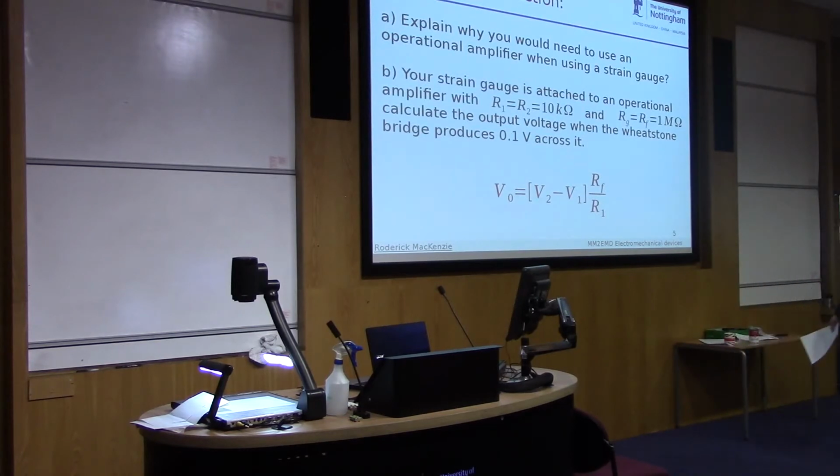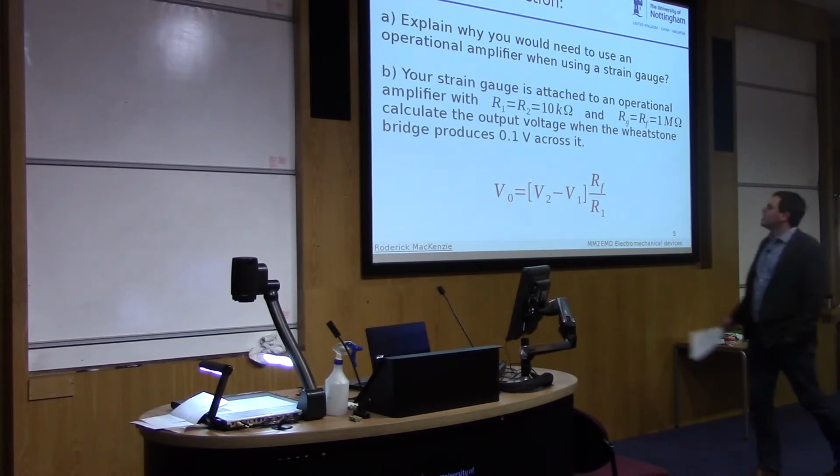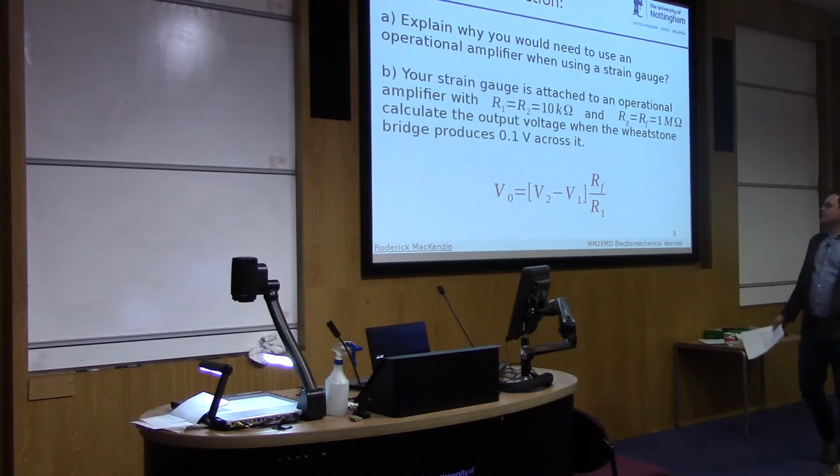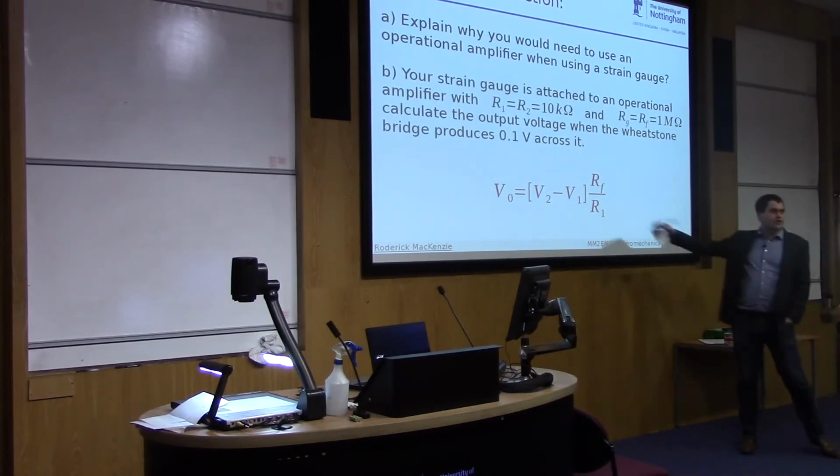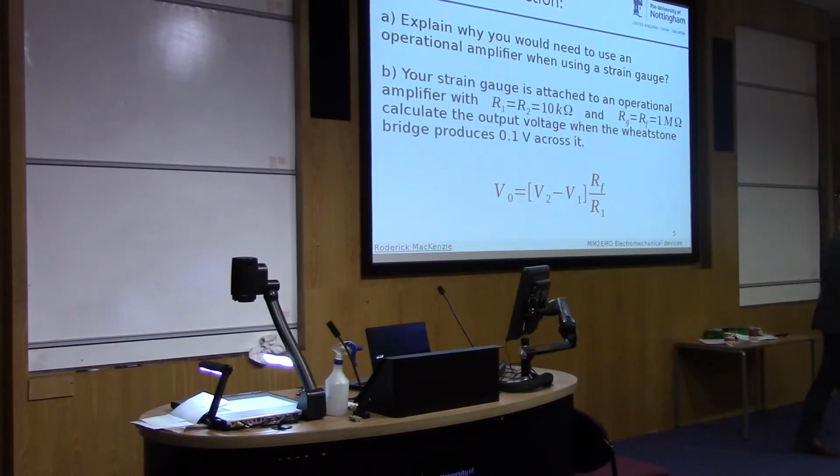So your strain gauge is attached to an operational amplifier with R1 equals R2 equals 10K, and RG equals RF equals 1 mega ohm. Calculate the output voltage when the Wheatstone bridge produces 0.1 volts across it. So just have a go at tapping those numbers into that formula. Just bang it into your calculator. There'll be quite a few of these little questions.